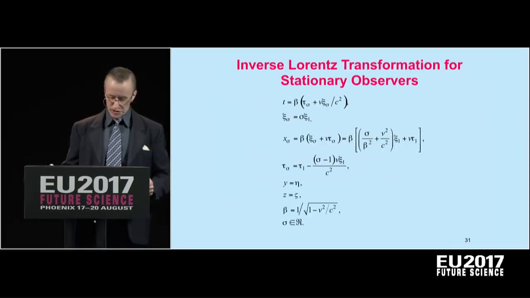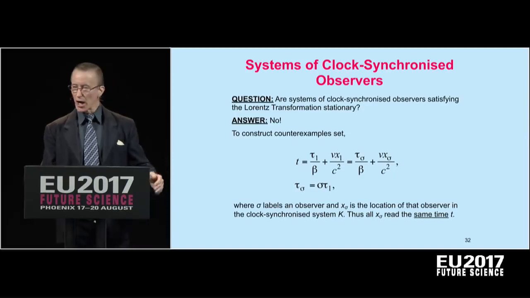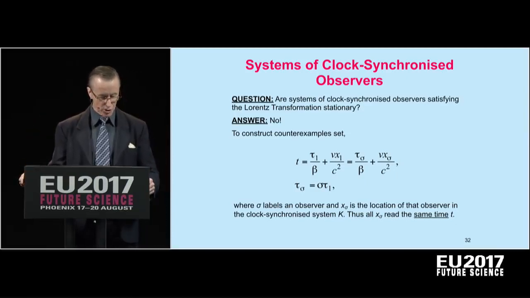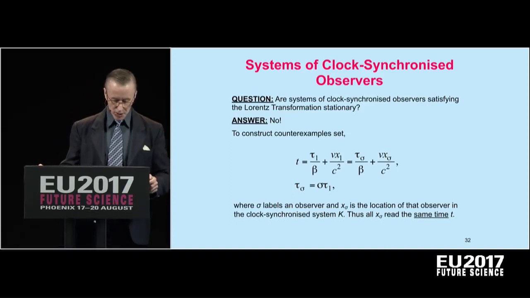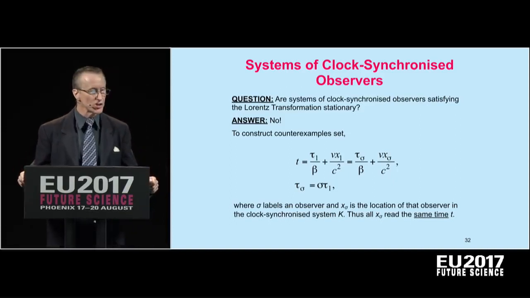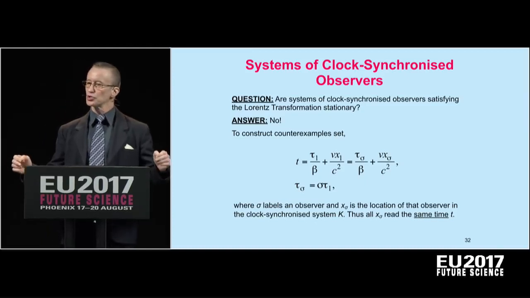This is the inverse transformation. I just put it there for content. Now we look at clock-synchronized systems. So I asked the second question: are systems of clock-synchronized observers satisfying the Lorentz transformation stationary? The answer is no. We can construct counterexamples here by taking the Lorentz transformations, and we insist that all the clocks in the capital K system read the same time t.